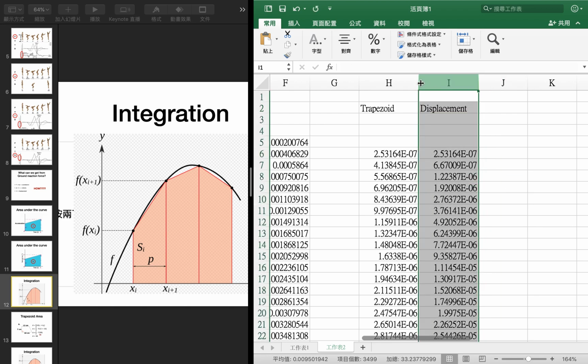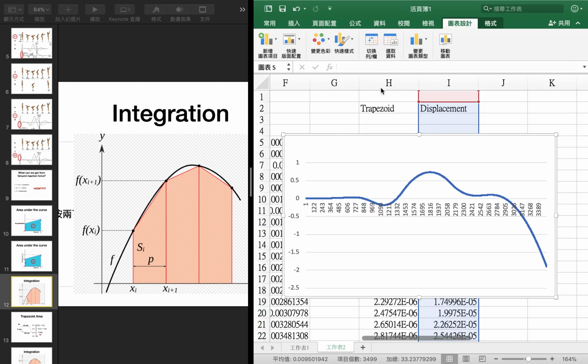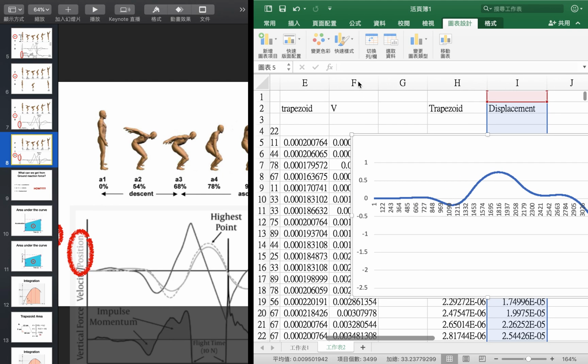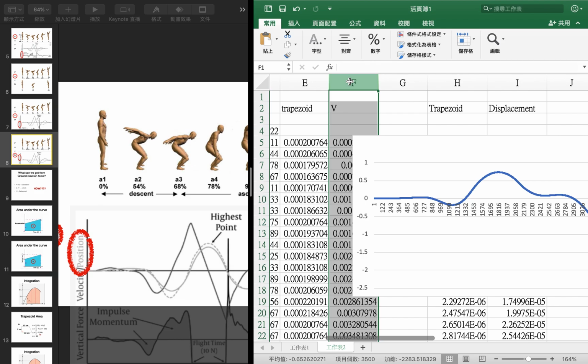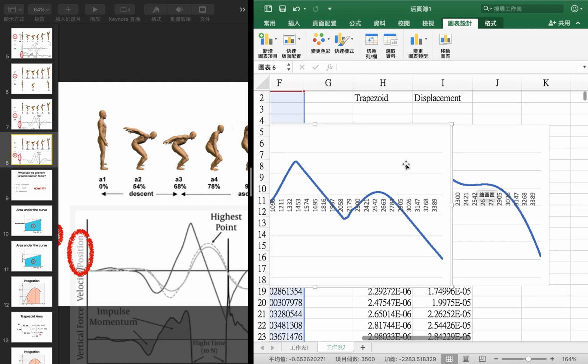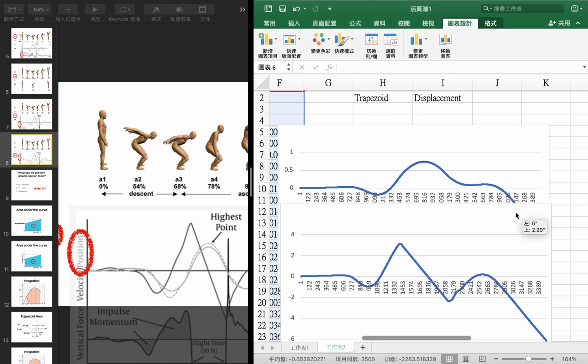Alright, and then we can graph it out to see how it looks. You can see the displacement looks pretty reasonable, right? So your center of mass is going down here and then going up. That's your highest point, and then you're going back to the force plate. And if we plot velocity together, that'll give you a better sense.